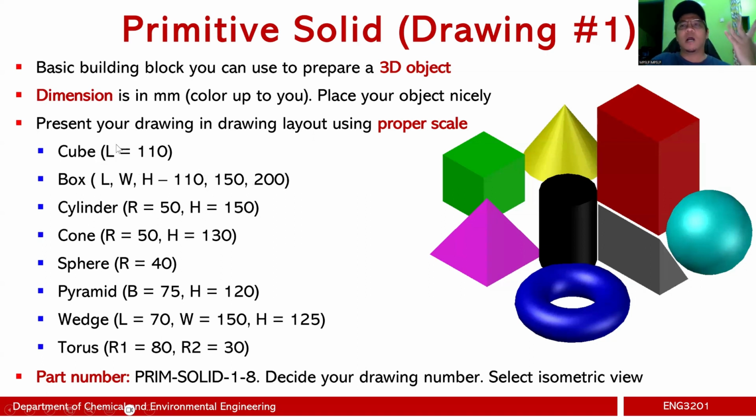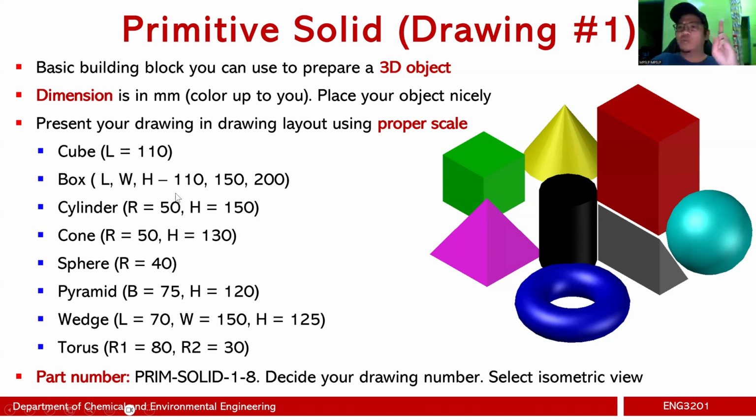Cube here is just a cube. L1 is equal to L2 is equal to L3, so all of them are 110 millimeters. The box, obviously, can have all the same dimensions, or two out of three dimensions the same, or all three dimensions not the same. But in this case, I'm going to use the last: length, width, and height are not the same at all. 110, 150, 100, and 200.